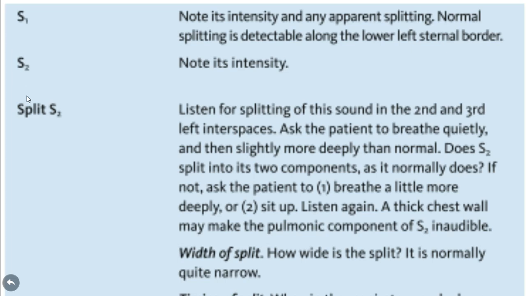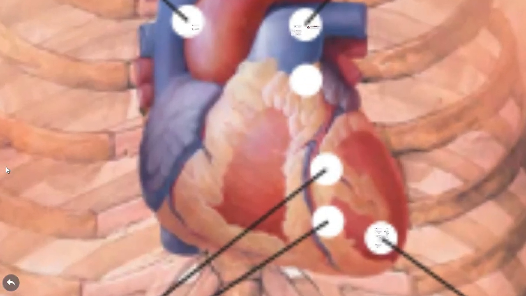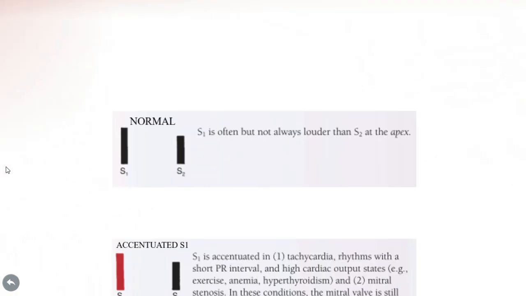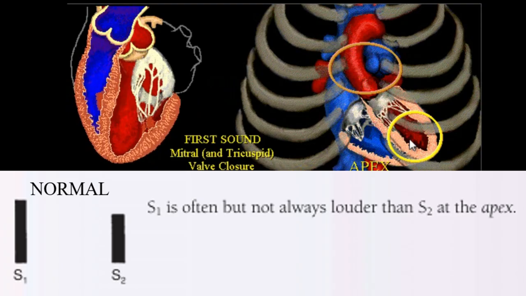First S1, S2, and then check for splitting of the second heart sound. Where do you think you can appreciate the first heart sound? Remember again, the first heart sound is the closure of the mitral and tricuspid valves. Which side has the higher pressure, left or right? The left side, the mitral valve. So normally S1 is often, but not always, louder than S2 at the apex.